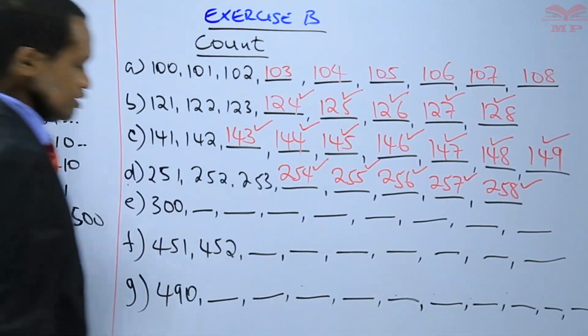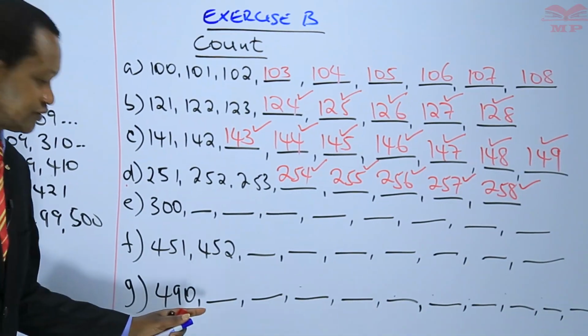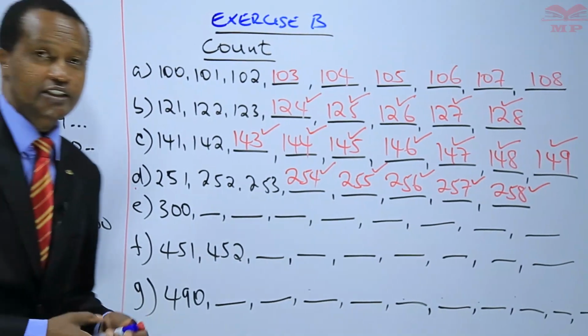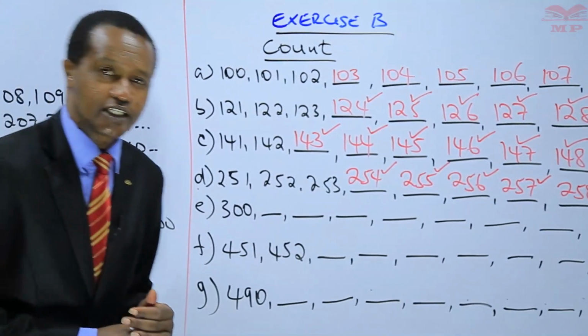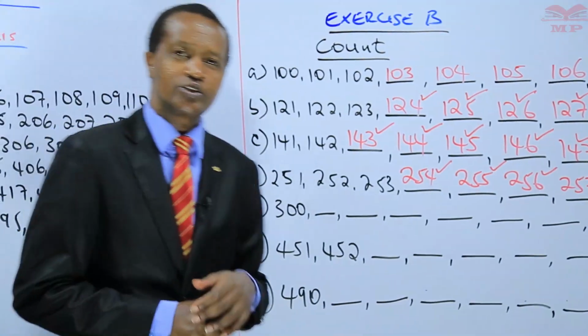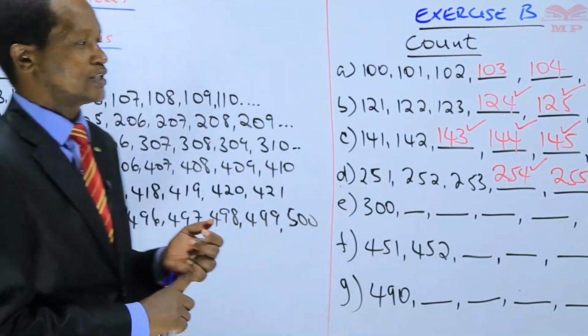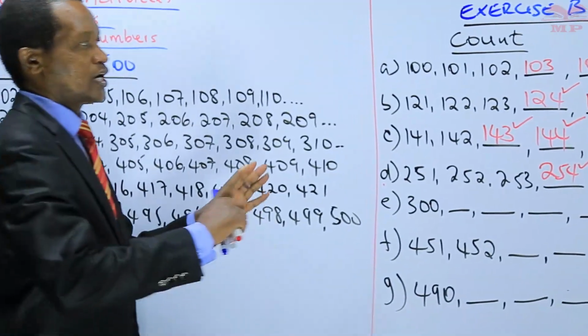1, 2, 3, 4, 5, 6, 7, 8, 9, 10 dashes. I want you to fill the 10 dashes from 490. That is your today's exercise. Make sure you do the exercise before you come to our next lesson. We will continue learning counting. In our next lesson, we continue to count.